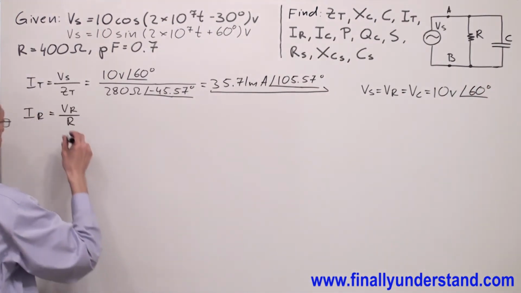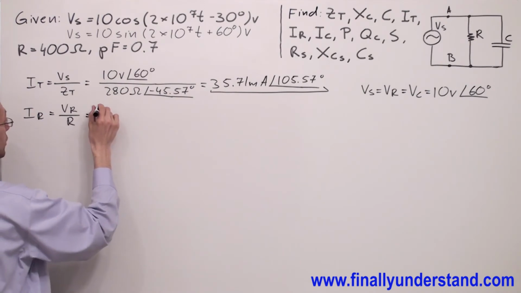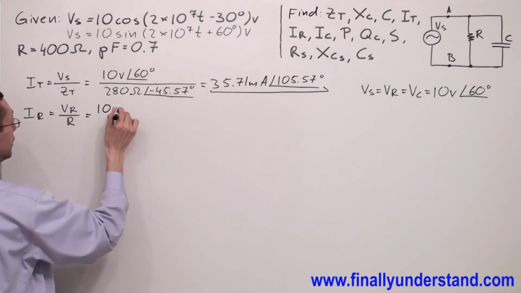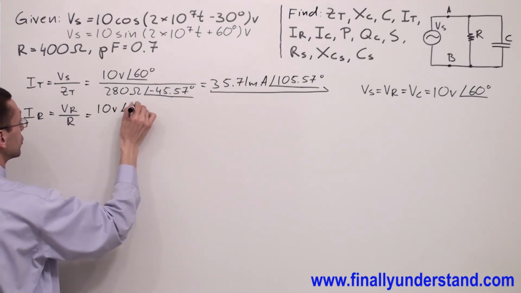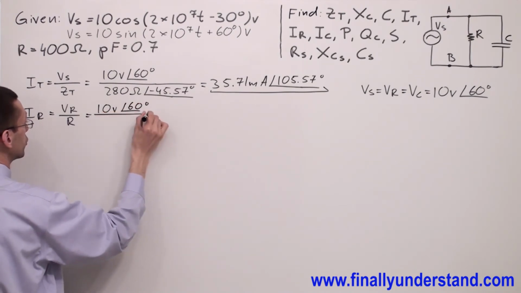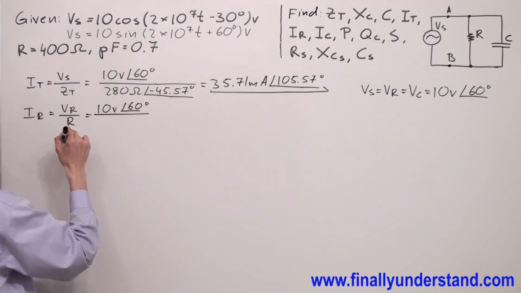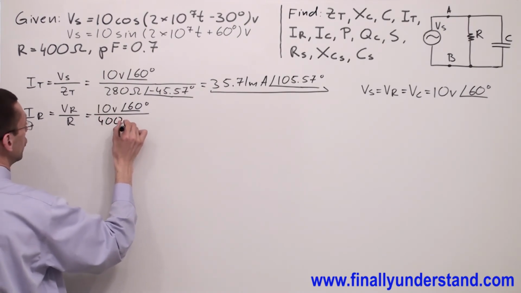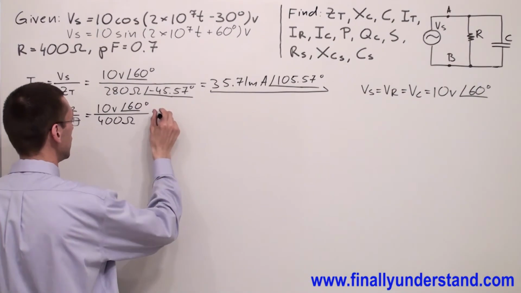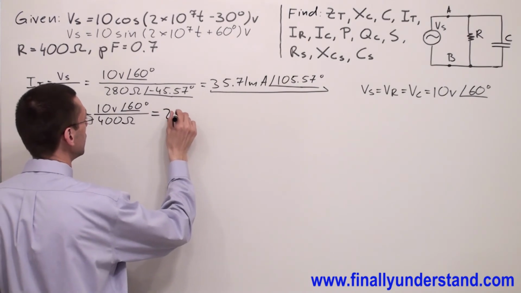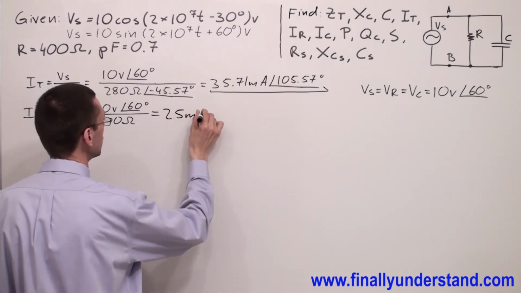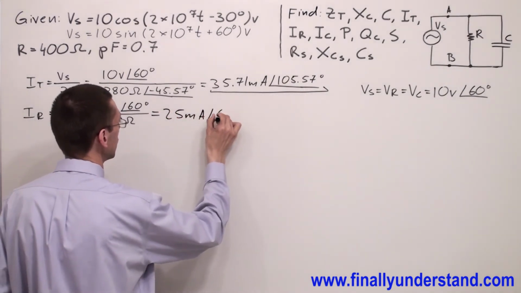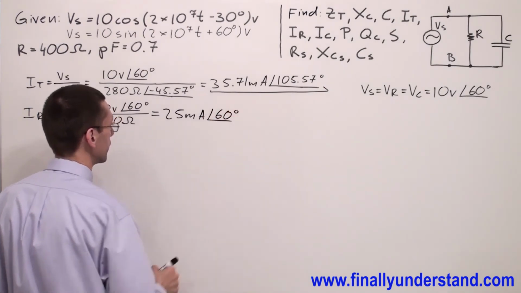Okay, so that's why my VR is equal to 10 volts and angle of 60 degrees. I'm supposed to divide that by R, which is equal to 400 ohms. This is equal to 25 milliamps and angle of 60 degrees.